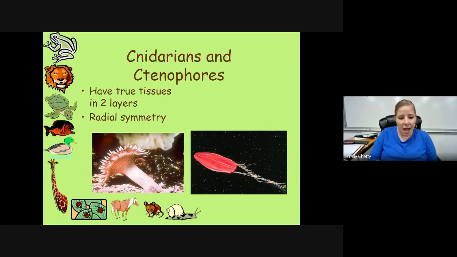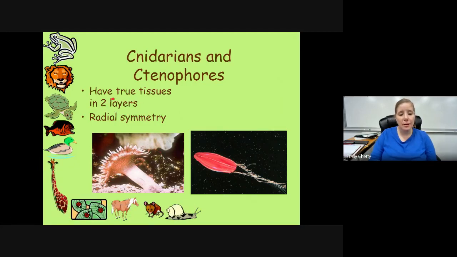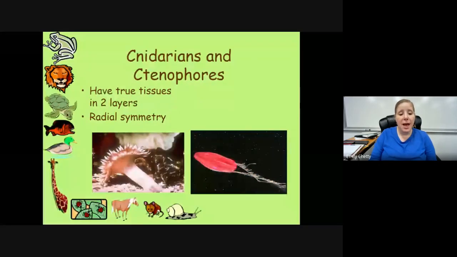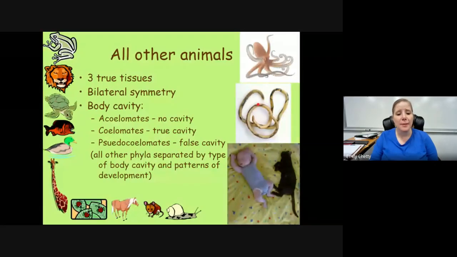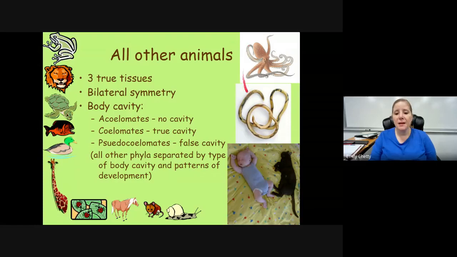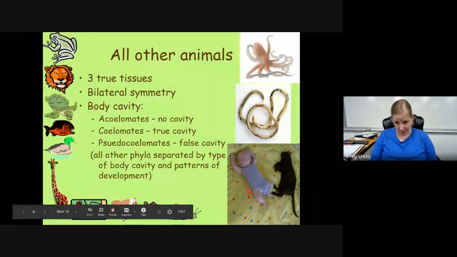Your jellyfish and sea squirts or anemones are going to have your true two tissues, two layers. So they have ectoderm and endoderm, no mesoderm, and they have radial symmetry. And then everything else has three true tissues, endoderm, ectoderm, mesoderm. They have bilateral symmetry. Even roundworms, annelids, they really have bilateral symmetry. And then they have all three types of body cavities. They have no body cavity, acoelomate, false body cavity, roundworms, pseudocoelomates, and they have true body cavities, the coelomates, sorry.